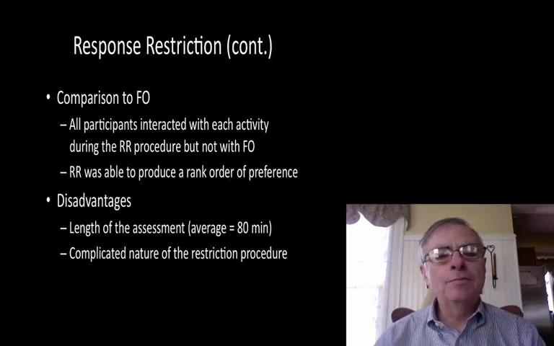In comparison to the free operant model, all participants interacted with each activity during the response restriction procedure, but not within the free operant, and response restriction was able to produce a rank order of preference. A lot easier way to do that: take a duration measure during the free operant. The disadvantage is the length of the assessment. It took about 80 minutes.